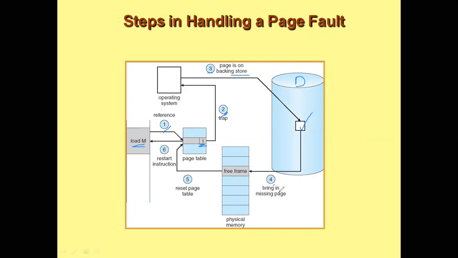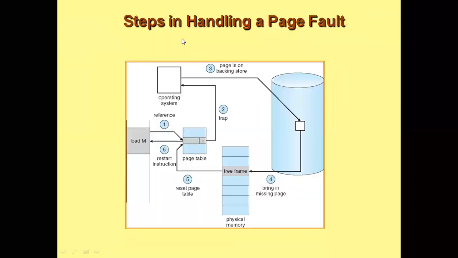So the fourth step is to bring in the missing page. After you bring in the missing page to main memory, since the page is now in main memory, we have to reset the page table. That is step 5. We have to change this I to V, indicating the page is now residing in the main memory. And the last step is to restart this load instruction. This is a very important diagram and very easy to remember as well.